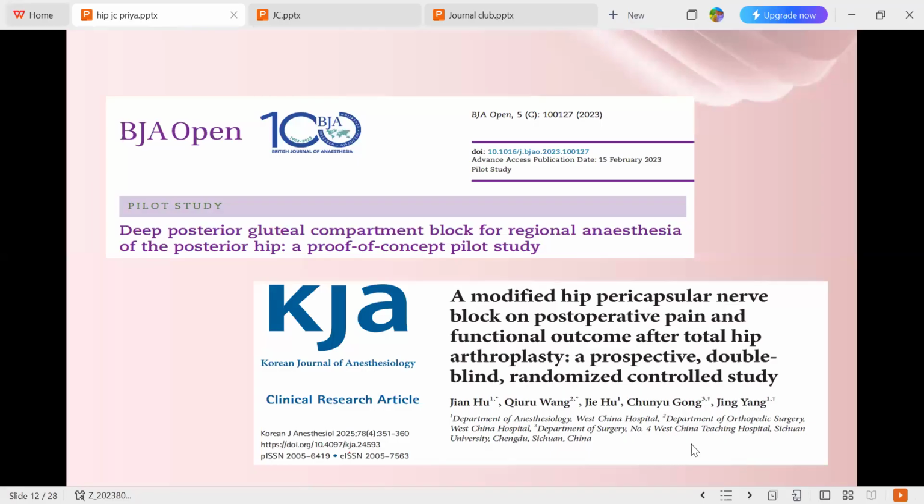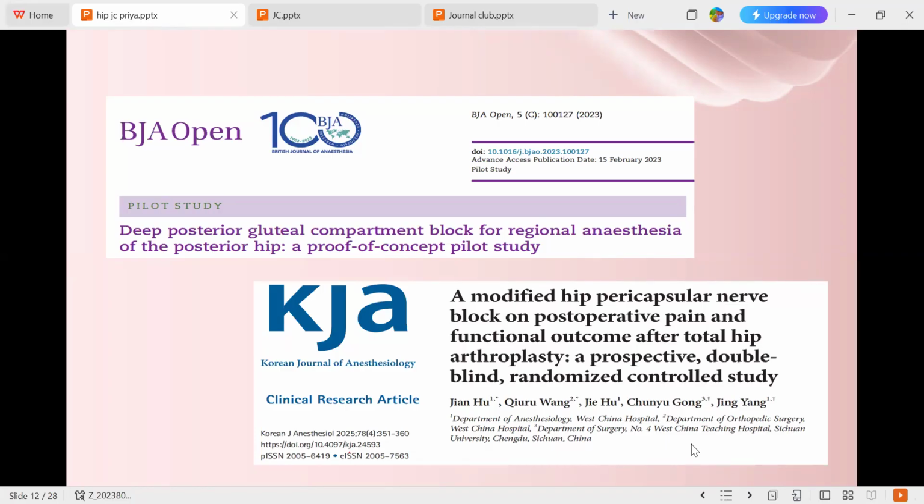But what was the difference between this deep posterior gluteal compartment block and the block I am going to describe, the posterior hip pericapsular block? In the deep posterior gluteal compartment block, the local anesthetic is injected over the posterior acetabular rim. Whereas in our study, in the posterior hip pericapsular block, the drug is given between the piriformis and ischiofemoral ligament, not over the posterior acetabular rim, so that the sciatic nerve is spared.